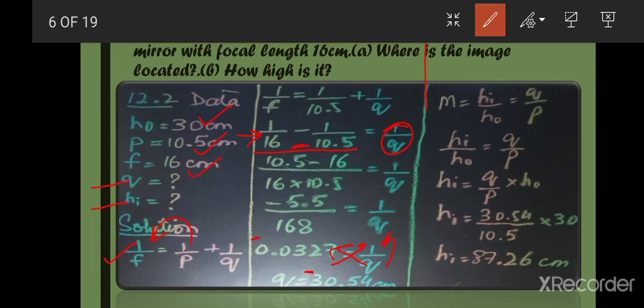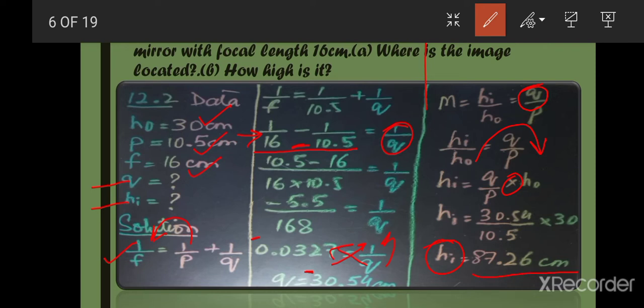So next thing is how high is it. For the height of image, we have to use the formula for magnification. It is hi divided by h naught equals q by p. Just rearrange it. For hi, h naught will be taken on the other side and it will get multiplied here. Hi equals, putting the values, you will get 87.26 centimeters. Here you don't have to write minus sign with q, because you are just finding out the height. So it will be 87.26 centimeters.